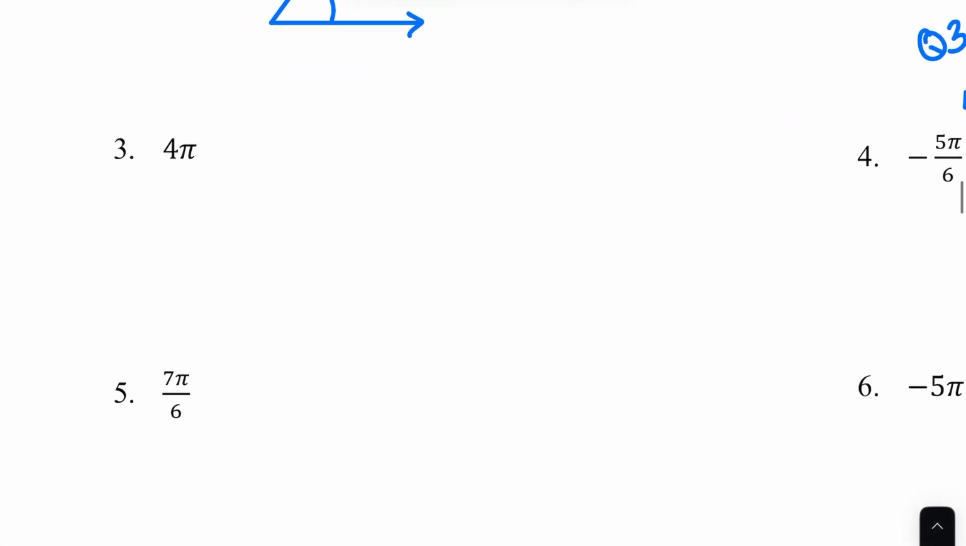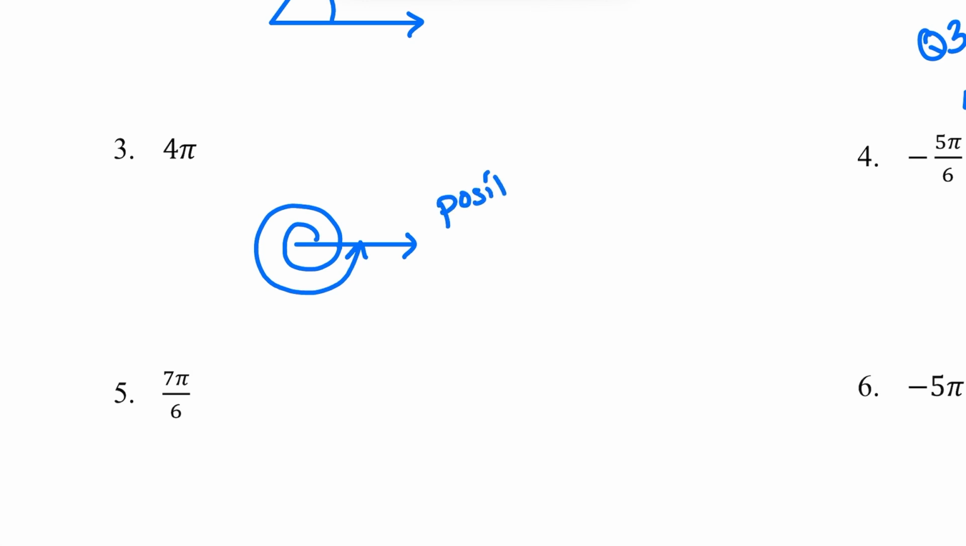What about 4 pi? Well, one full circle is 2 pi, so if you go around again, it's 4 pi. So that's what that looks like. If it's asking you for a quadrant, we can just say it's on the positive x-axis.